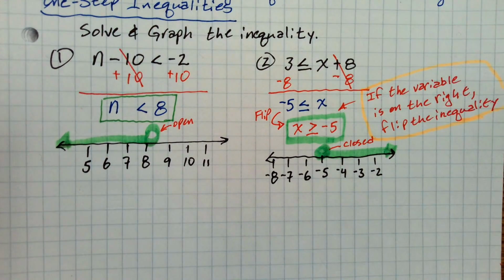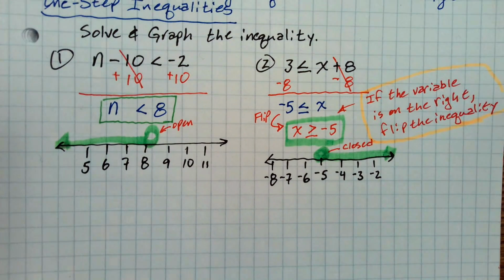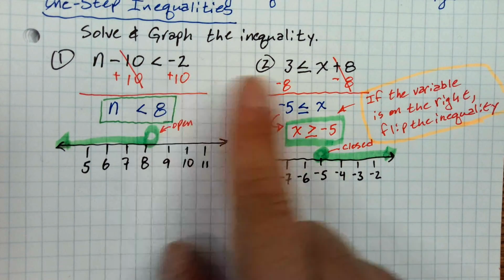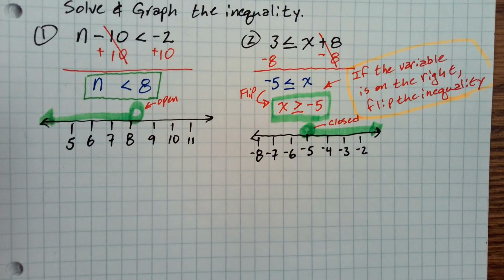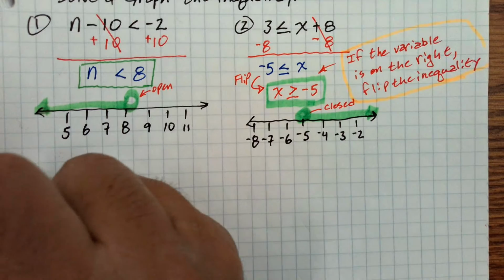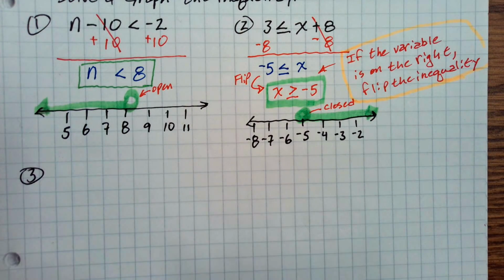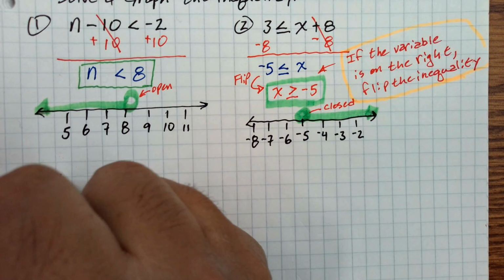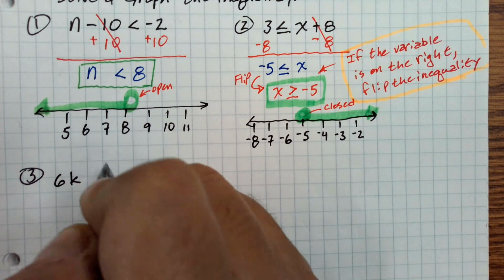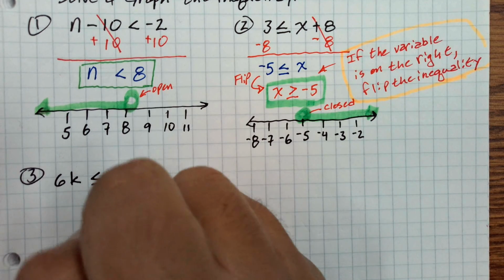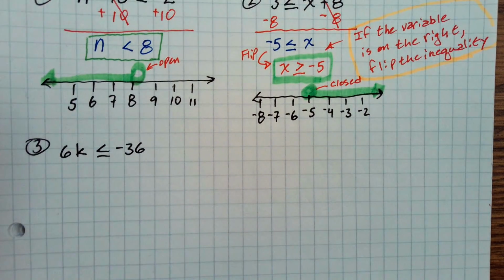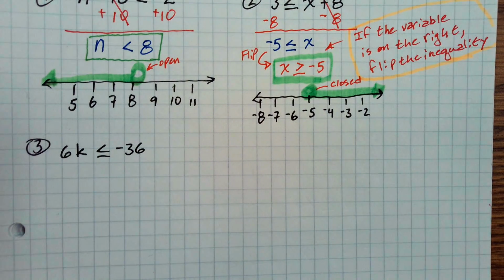You guys ready for the next one? So we did a subtraction inequality, addition. Let's try some that involve multiplication. Number 3. Let's do 6 times k is less than or equal to -36. Write that down. 6k less than or equal to -36. Okay, let's solve it.